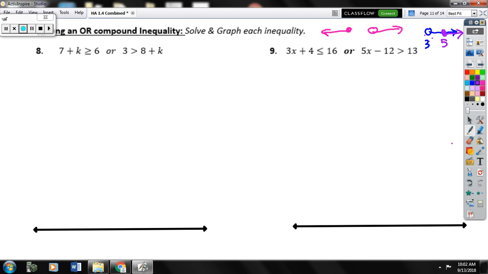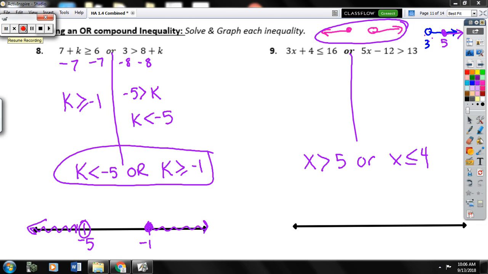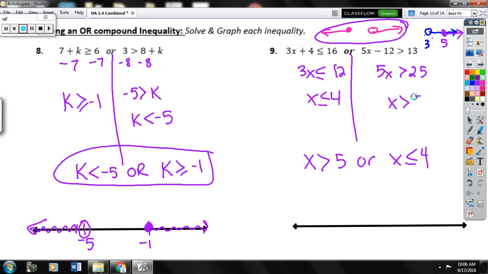But I think these are both going to get shaded similar to this where they kind of go shooting in opposite directions. So see if you guys can solve 8 and 9. You're going to get 2 separate answers with the word or in between them and graph them. Then we just plot those. Closed circle, left, open circle, right.